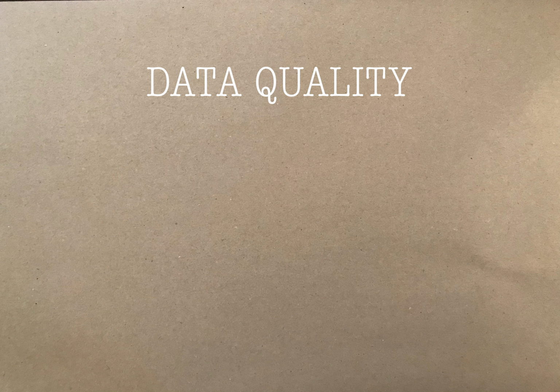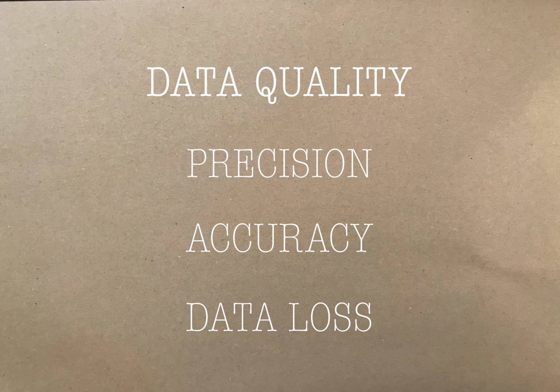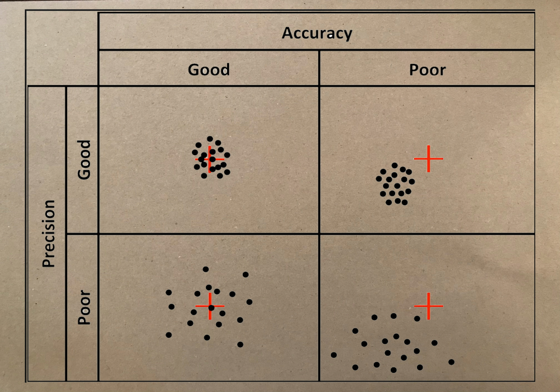Data quality says something about how good the data is that you collect, and it is often defined through precision, accuracy, and data loss. So imagine someone looking at one location at a screen. In these cases, it is represented by the red crosses, and the reported gaze positions by the eye tracker are represented by the black dots.